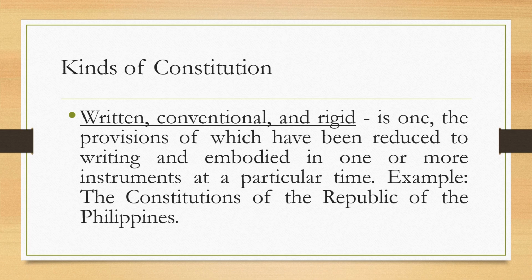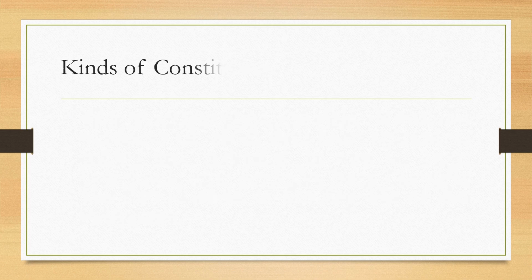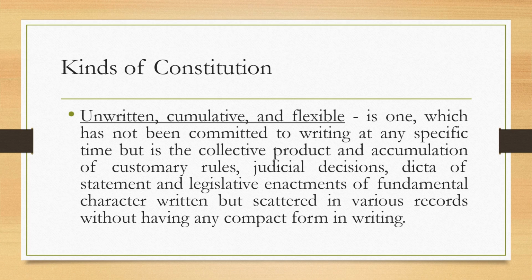So these constitutions are written in a document, in an instrument, which we can always go back to, which we can always read, because they are always there, intact, embodied in one particular instrument, and can always be reviewed. So our constitution is written, conventional, and rigid, versus this unwritten, cumulative, and of course flexible.